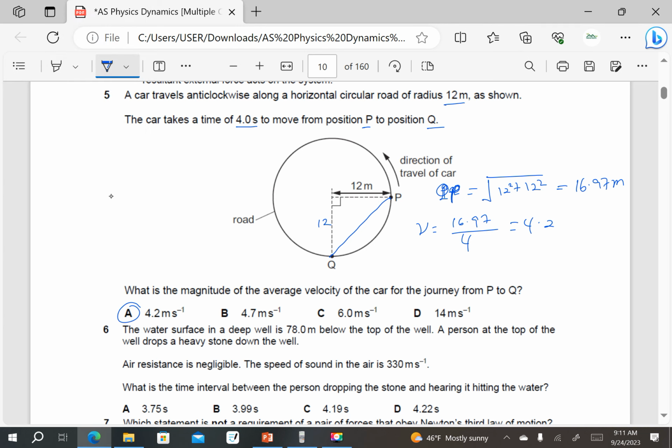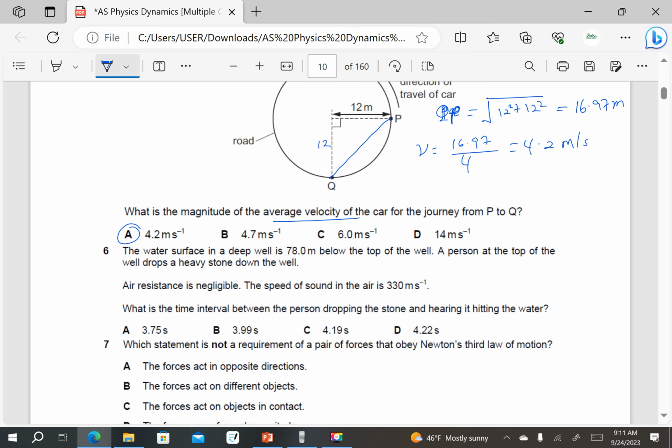Remember, since it is velocity, average velocity, we need to take the displacement. And the displacement is the shortest distance between the starting point and the point where you are. So it is the distance between the P and the Q, not the other path which has been taken, not the circumference, and so on and so forth. Shortest distance. So the answer is 4.2 meters per second.